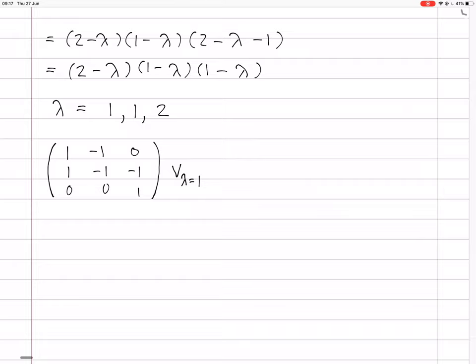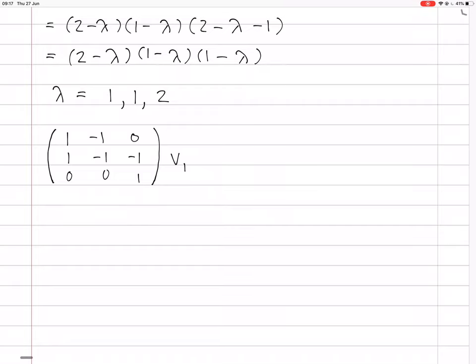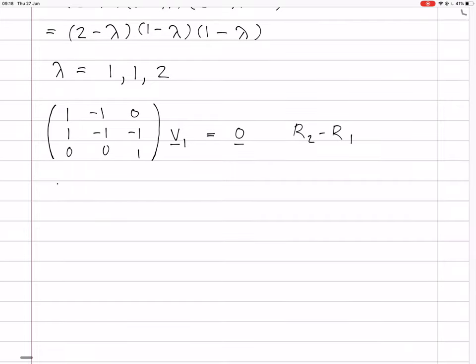So what can we do? Let me just call this V1. Okay, we can start with row 2 minus row 1. So, this is an equation, isn't it? This equals the vector 0. Start with row 2 minus row 1, and we get this thing becomes the equation 0, 0, minus 1. And then row 3 stays the same.